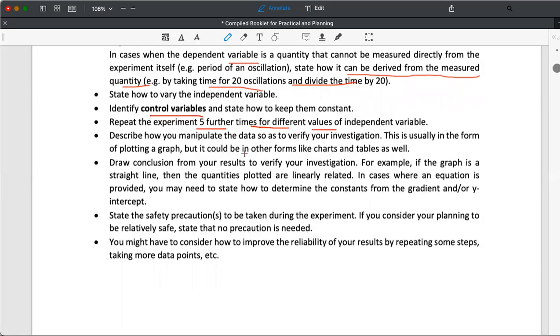Describe how you manipulate the data to verify your investigation. So you can actually present the form of graph, or it can be other forms like charts or tables.